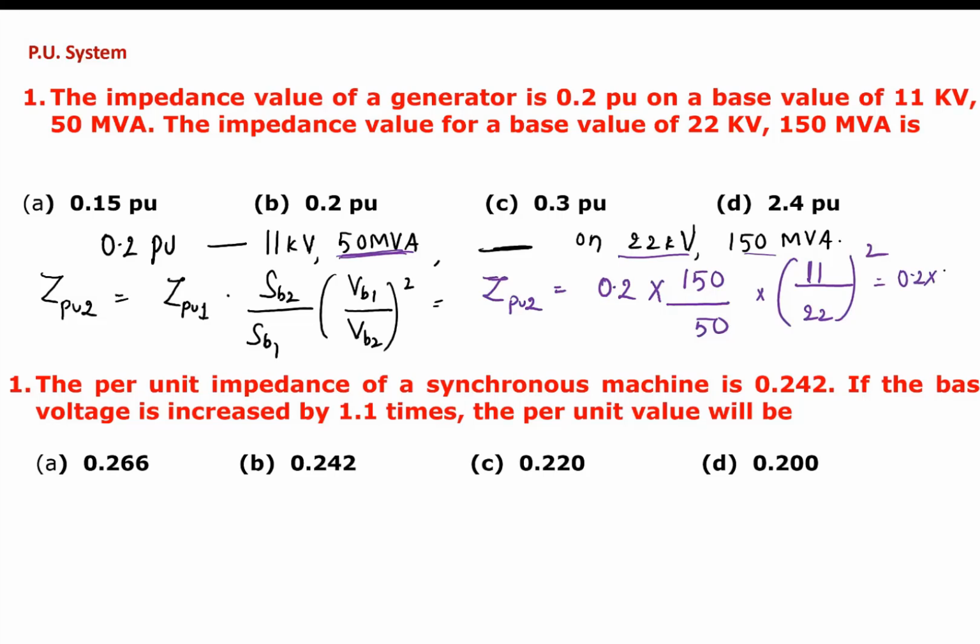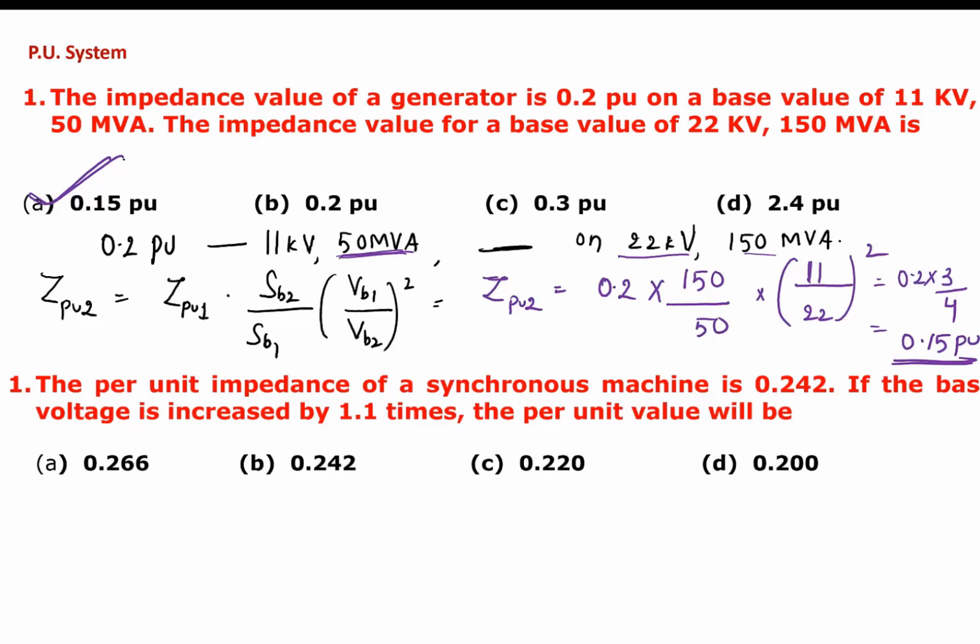So this value you are going to get 0.2 into 3 divided by 4. So how much will be this value? 0.15 per unit. So option A is the right option.